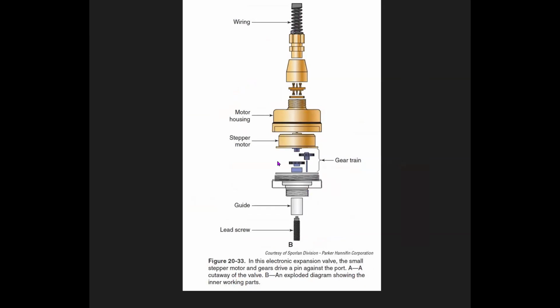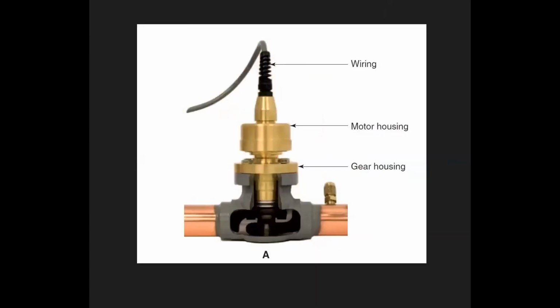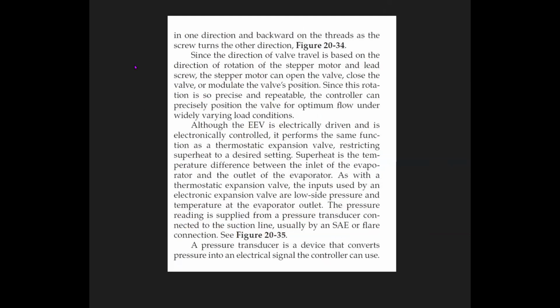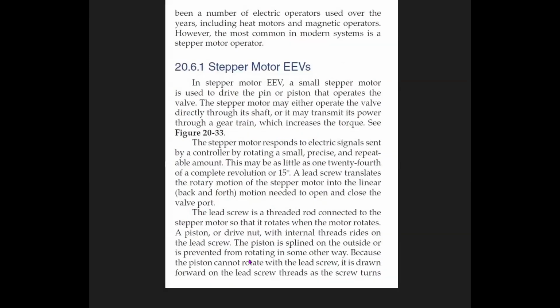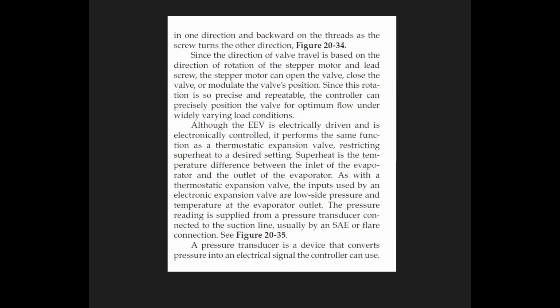Okay, basic diagram. तो ये आपका वो कटवे व्यू का अंदर दिखा है कि गियर ट्रेन है स्टेपर मोटर के अंदर. So this is operating the stepper motor very slowly and moving this lead screw up or down. अभी lead screw किसमें ऑपरेट करता है, we'll just see again. So as it rotates, it is drawn forward on the lead screw threads as the screw turns. So the lead screw will move up or down slowly.